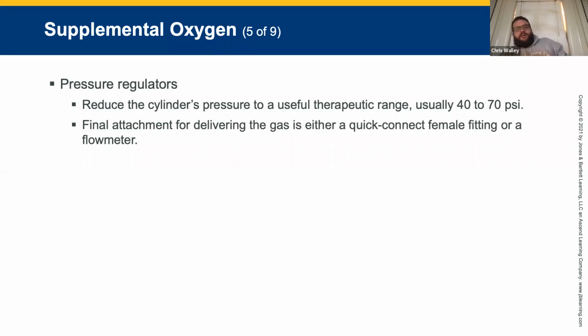Pressure regulators reduce the cylinder pressure to a useful therapeutic range for the patient, normally between 40 to 70 psi. After the pressure is reduced to a workable level, the final attachment for delivering the gas is one of the following. So you have a quick connect. It's a quick connect female fitting with a quick connect male. They plug from a pressure hose to a ventilator or respirator. A flow meter will permit the regulated release of a gas measured in liters per minute. And that's most of the time what you will use on your portable O2, a flow meter.